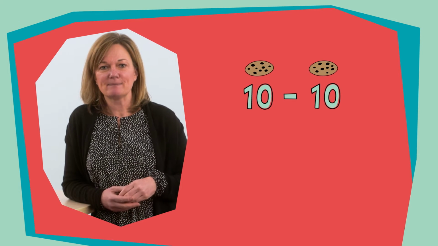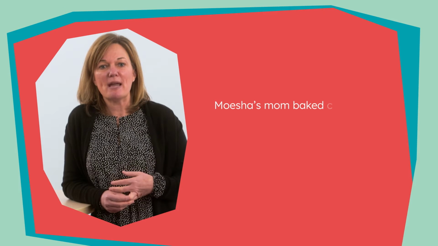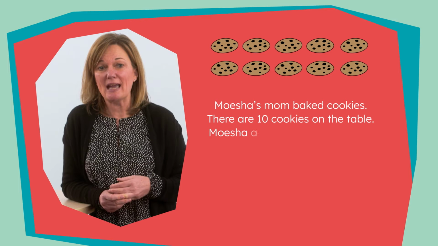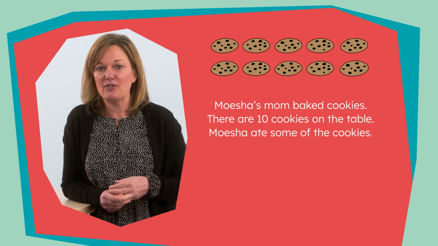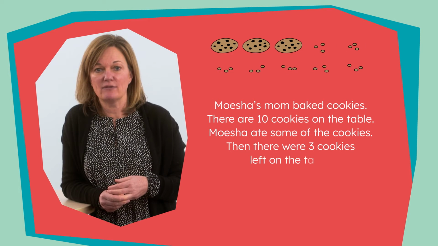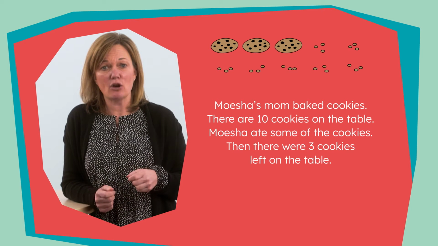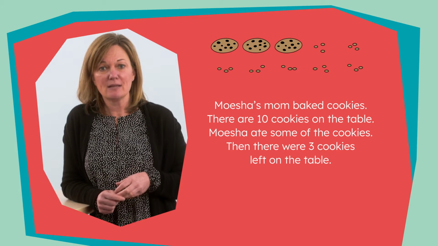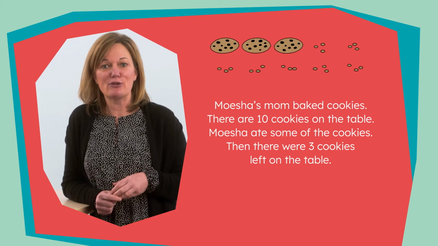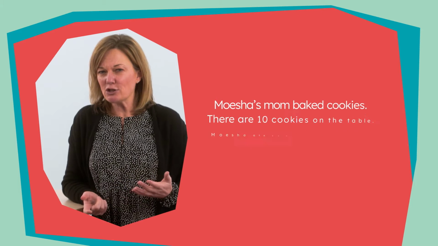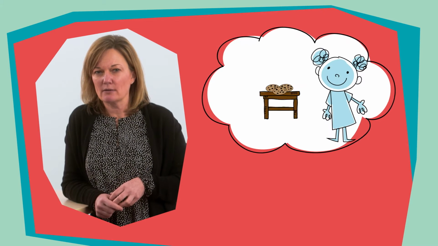Let's keep reading. Moesha's mom baked cookies. There are 10 cookies on the table. Moesha ate some of the cookies. Then there were 3 cookies left on the table. What do we know now that we didn't know before? Yes, we now know that there are only 3 cookies left on the table. What questions could we ask about this math story?